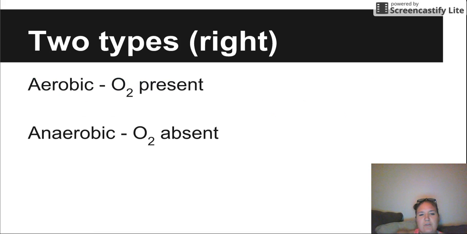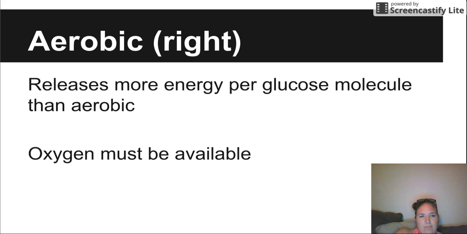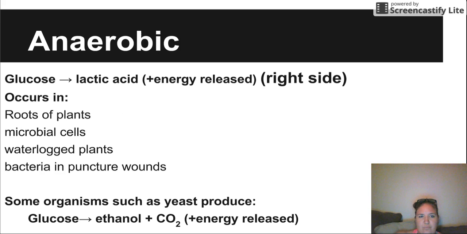So there are two different types of cellular respiration. The first one is aerobic, which is when oxygen is present, and the second is anaerobic, which is usually when O2, or oxygen, is lacking or absent. Aerobic respiration releases a lot more energy per glucose molecule than anaerobic, and oxygen must be available. Anaerobic is usually a conversion of glucose to lactic acid, plus energy being released at the same time.